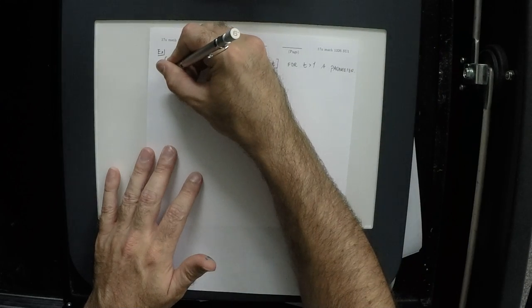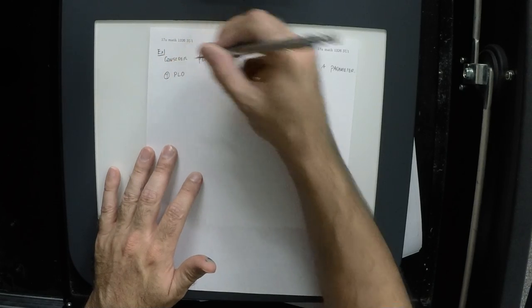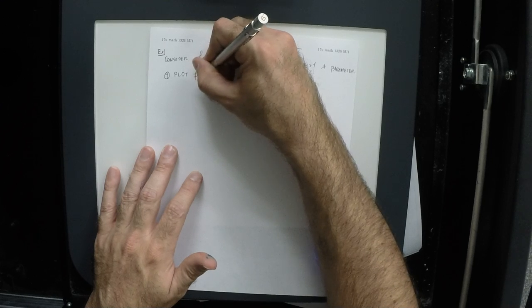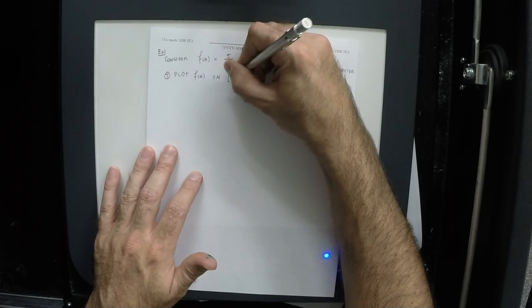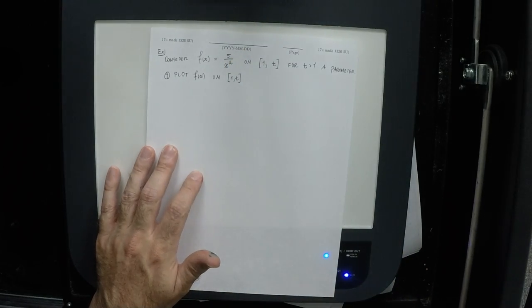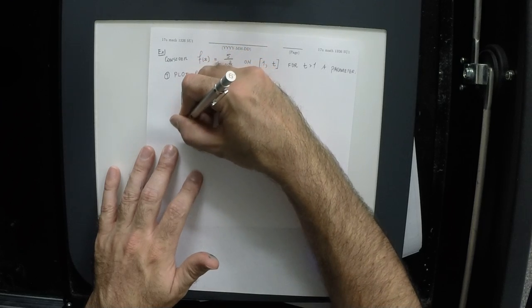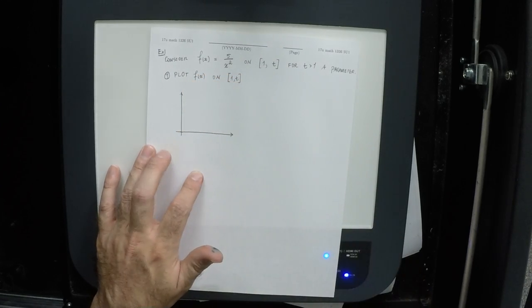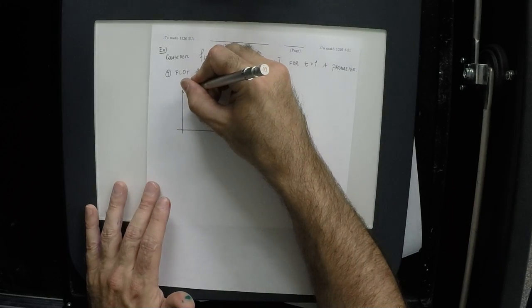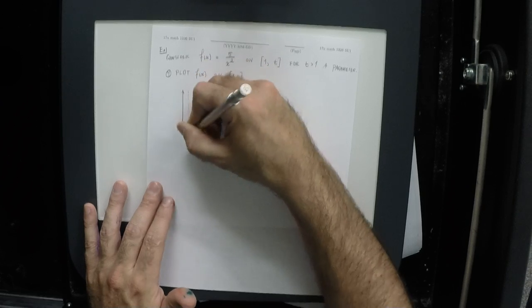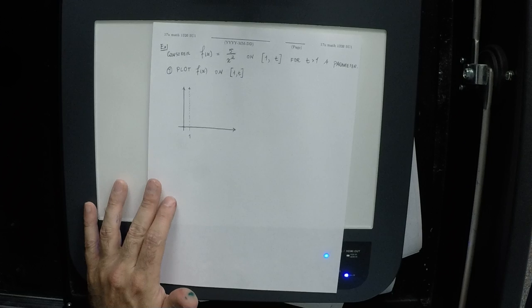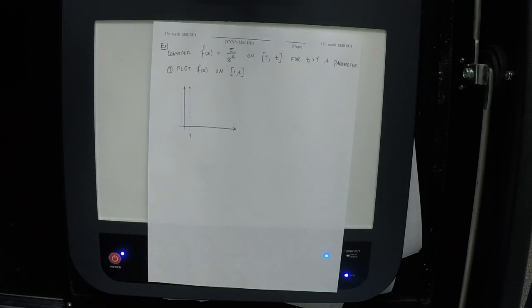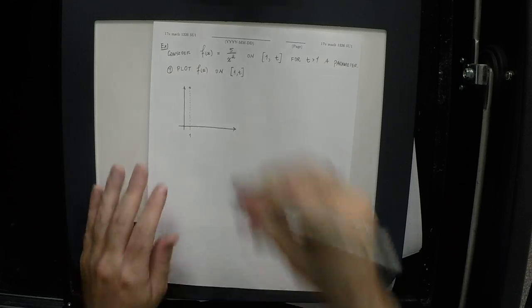So in the first place, what I want you to do is plot f of x on 1 to t. Let's think about it. So here's the axis. And first thing is that, well, maybe this is 1. And then, if 1's there, what do we know about t? All that we know is it's some distance to the right. It might be really close, it might be really far. So I'm just going to draw it right here.